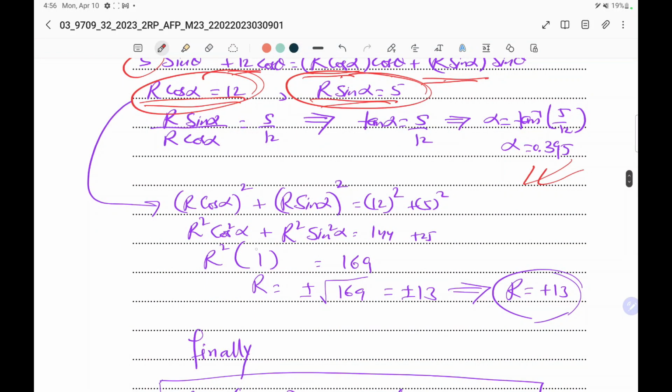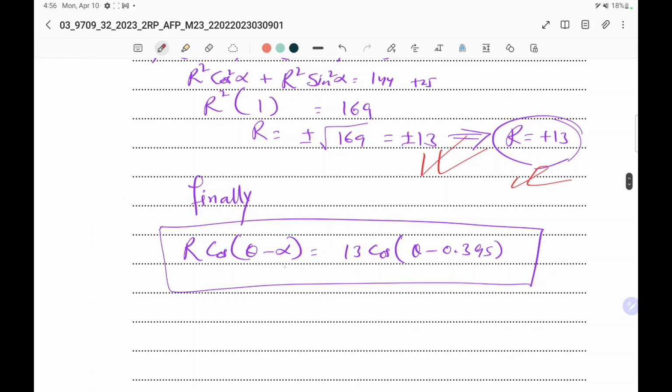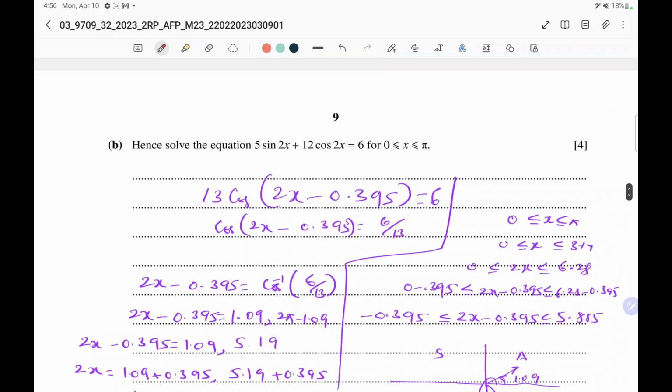So R squared (cos squared plus sin squared, which is 1) is 144 plus 25, 169. So R will be plus or minus 13, but you know that it's a magnitude, so it will be plus 13 only, and alpha is 0.395. So R cos(theta - alpha) is 13 cos(theta - 0.395), which we already found. Okay, solve the equation.